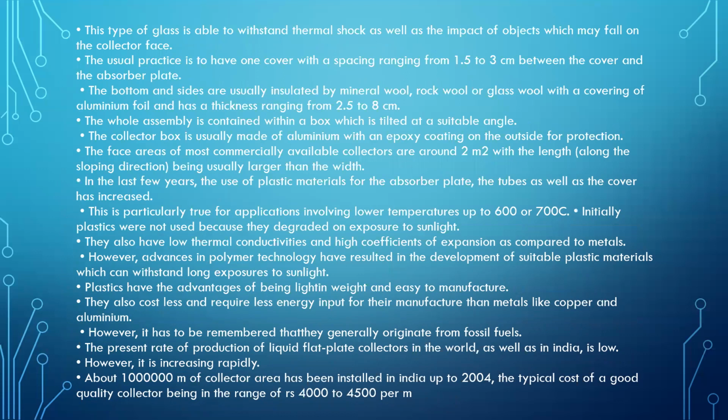The usual practice is to have one cover with a spacing ranging from 1.5 to 3 centimeters between the cover and the absorber plate. The bottom and the sides are usually insulated with mineral wool, rock wool, or glass wool with a covering of aluminum foil, with a thickness ranging from 2.5 to 8 centimeter. The whole assembly is contained within a box which is tilted at a suitable angle. The collector box is usually made of aluminium with an epoxy coating on the outside for protection.